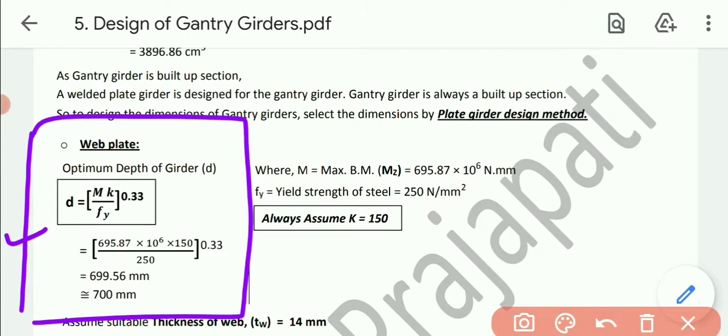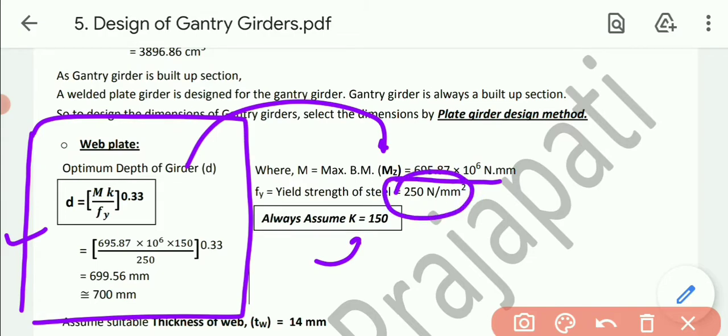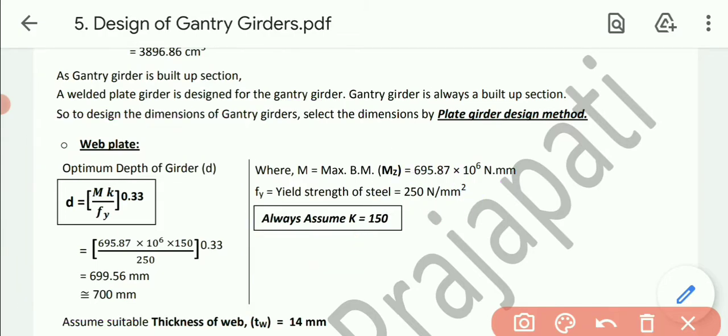Say optimum depth of girder, small d equals (M k / f_y) raised to 0.33. M is the maximum bending moment, which we have already got as 695.87 into 10 raised to 6 Newton mm. Then k is always assumed as 150, as we are designing an unstiffened plate girder, and f_y is 250. So let's put down all these values: 695.87 into 10 raised to 6, k 150, f_y 250, whole raised to 0.33. I will get the answer 699.56.